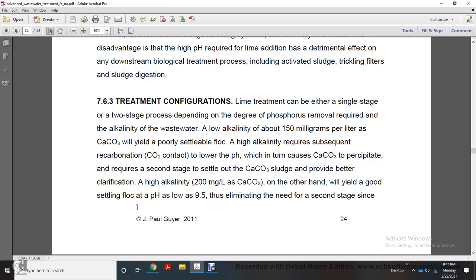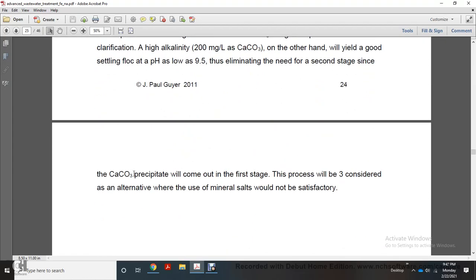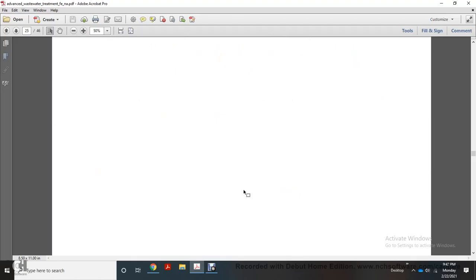CO2 contact lowers pH and will turn the calcium into CaCO3. The precipitate requires a high secondary stage for the calcium CaCO3 sludge, providing better clarification at high alkalinity, 200 milligrams per liter of CaCO3. On the other hand, lime can yield good settling floc at pH as low as 9.5, eliminating the need for a second stage, since the CaCO3 precipitate will come out of the first stage. Consider this alternative when using mineral salt will not be satisfactory.